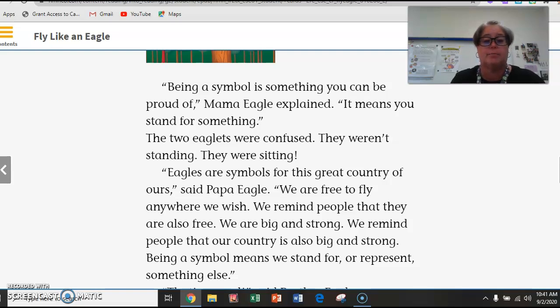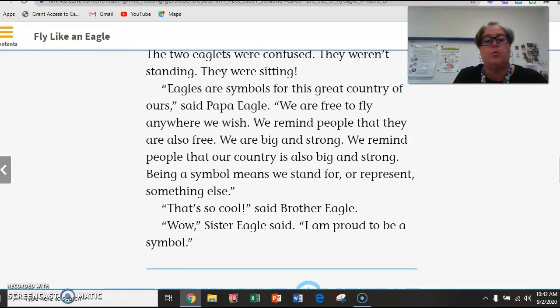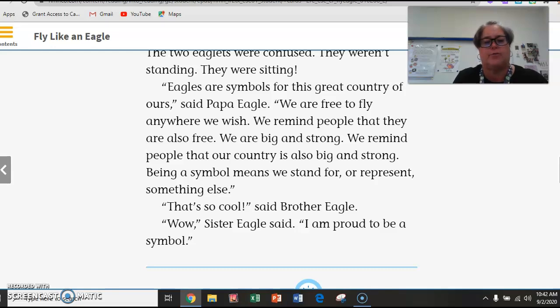"Eagles are symbols for this great country of ours," said Papa Eagle. "We are free to fly anywhere we wish. We remind people that they are also free. We are big and strong. We remind people that our country is also big and strong. Being a symbol means we stand for or represent something else." "That's so cool," said Brother Eagle. "Wow," Sister Eagle said. "I am proud to be a symbol."